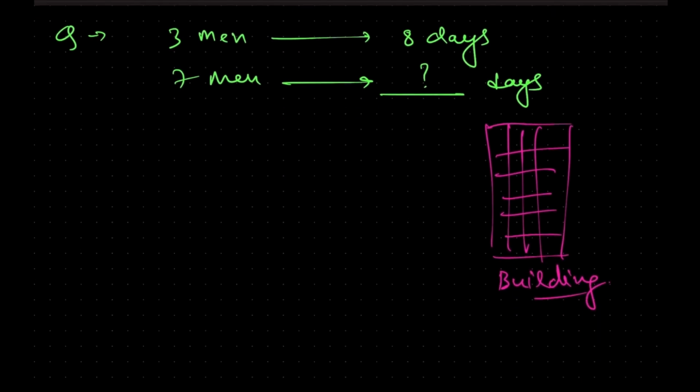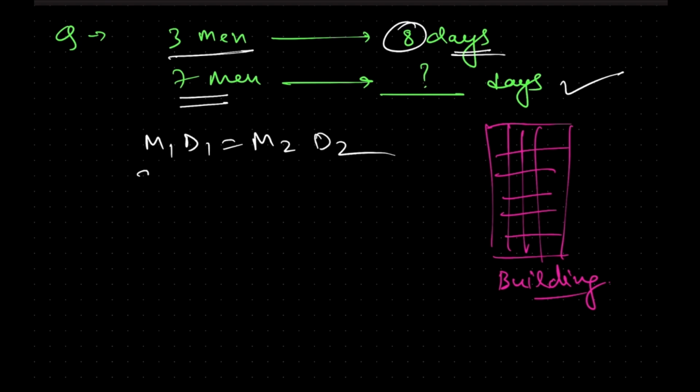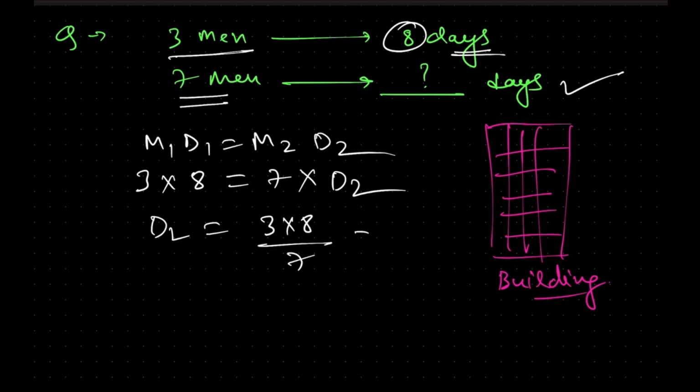So let's see an example. It will give you a better understanding of whatever we have seen in the above slide. If any work is done by 3 men, 8 days are taken. The question is, if 7 men do the work, how many days will it take? We know that when the number of men increases, the number of days will decrease. So let's put our formula m1 d1 = m2 d2. m1 is 3, days is 8, m2 is 7, and the number of days d2 can be found. So d2 will be 3 into 8 by 7, that is 24 by 7 days.